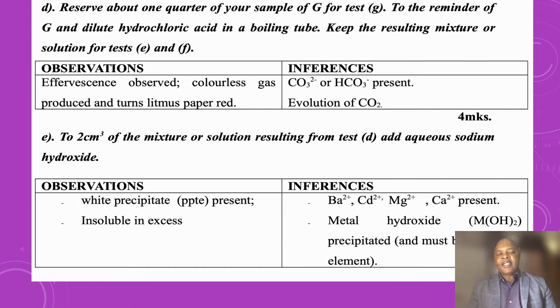Now, D part of it, reserve about 1/4 of your sample of G for test G. To the remainder of G, add dilute hydrochloric acid in a boiling tube. Keep the resulting mixture or solution for test E and F.